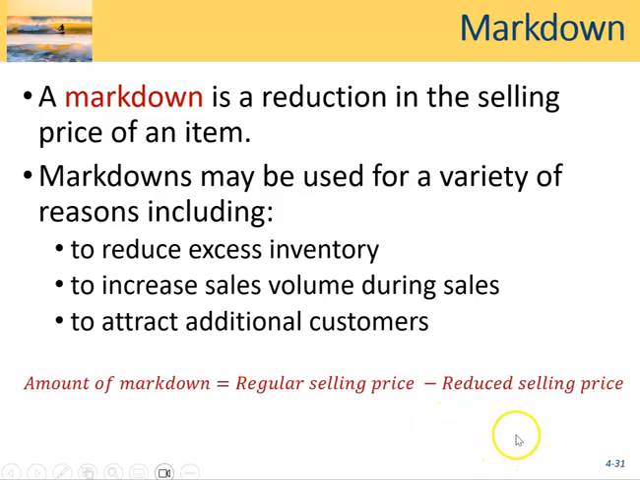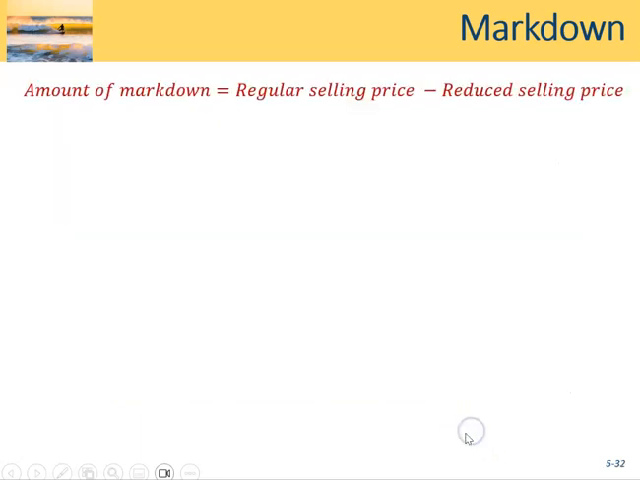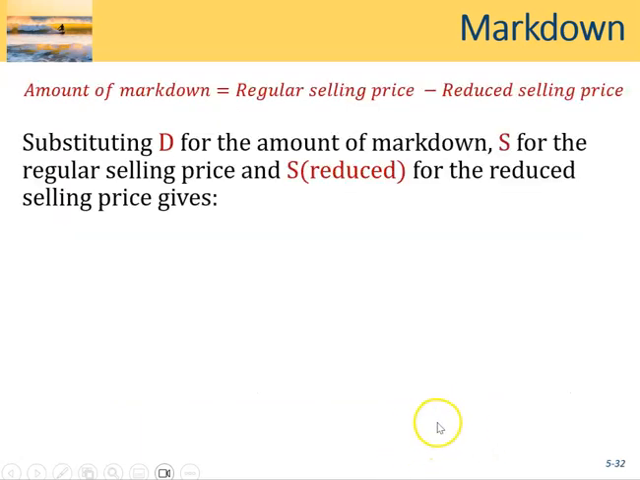Okay, so the amount of the markdown, of course, is what you'd regularly sell an item for minus the reduced selling price, and that's the amount of the markdown. So substitute D for the amount of the markdown, S for the regular selling price, and S reduced for the reduced selling price. So that's what we're going to use in the formula. So the D, the markdown, equals the selling price minus the reduced selling price.